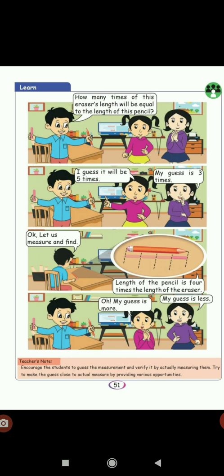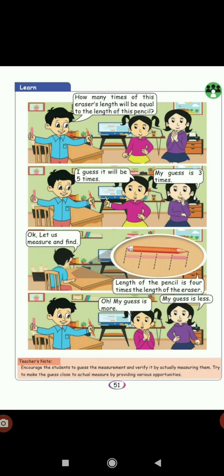Now the boy started to measure the length of the pencil using the length of the eraser. The length of the pencil is 4 times the length of the eraser. After measuring, the first girl says her guess was too high. The second girl says her guess was too low. You can also find the length of an object using another object in your home.